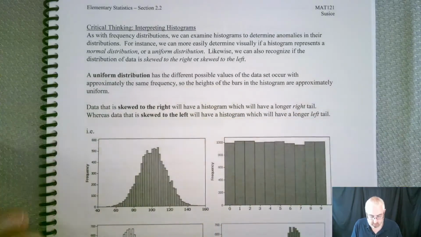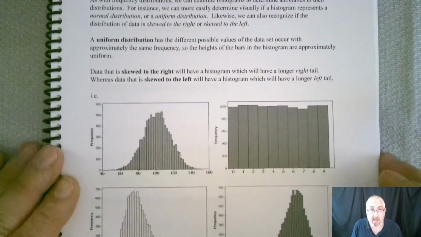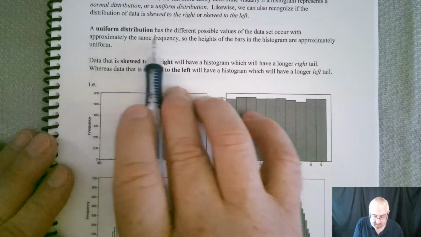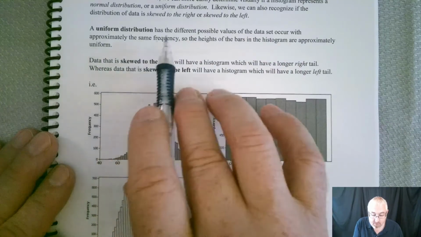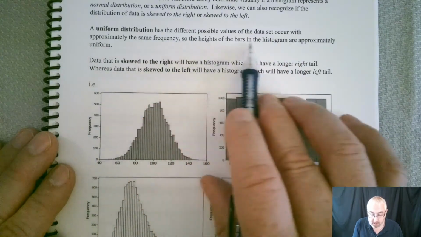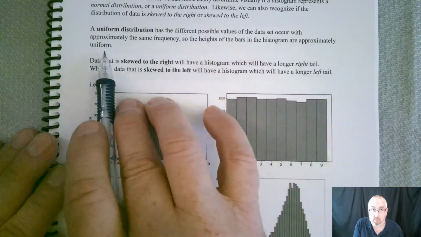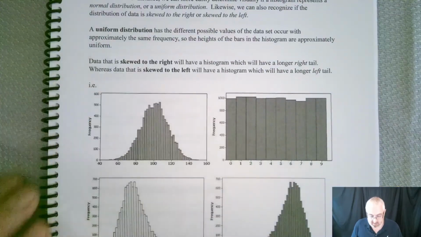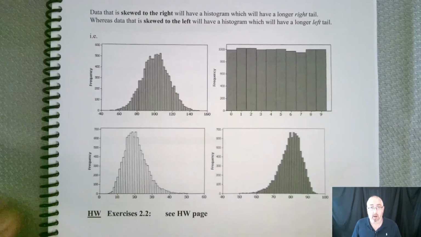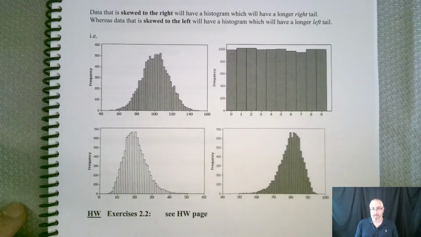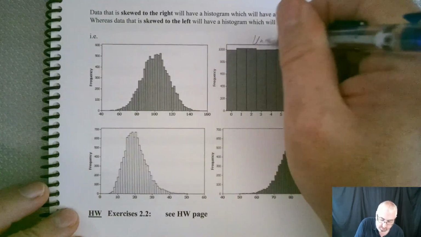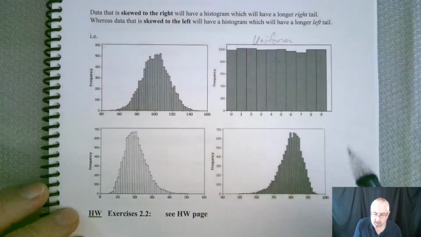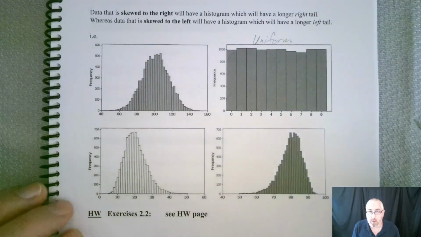All right, so we had a few things we're looking at. So the first one is uniform. Uniform has the different possible values of the data set occur with approximately the same frequency. So the heights of the bars of the histogram are approximately uniform. So out of these four, which one looks uniform? Yeah, you guessed it. This one's going to be uniform. Because the bars are about the same height, and that's what we want.